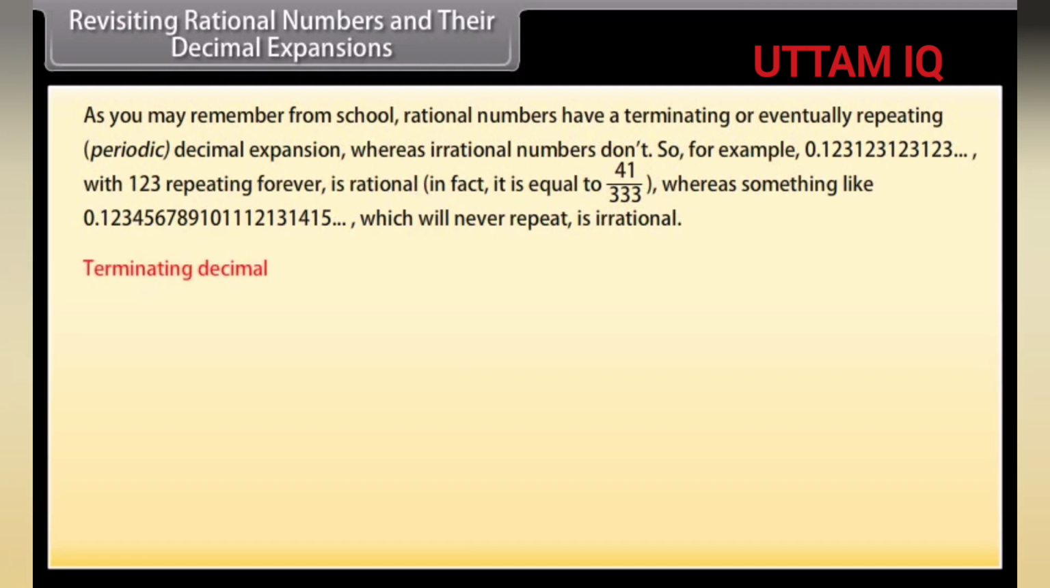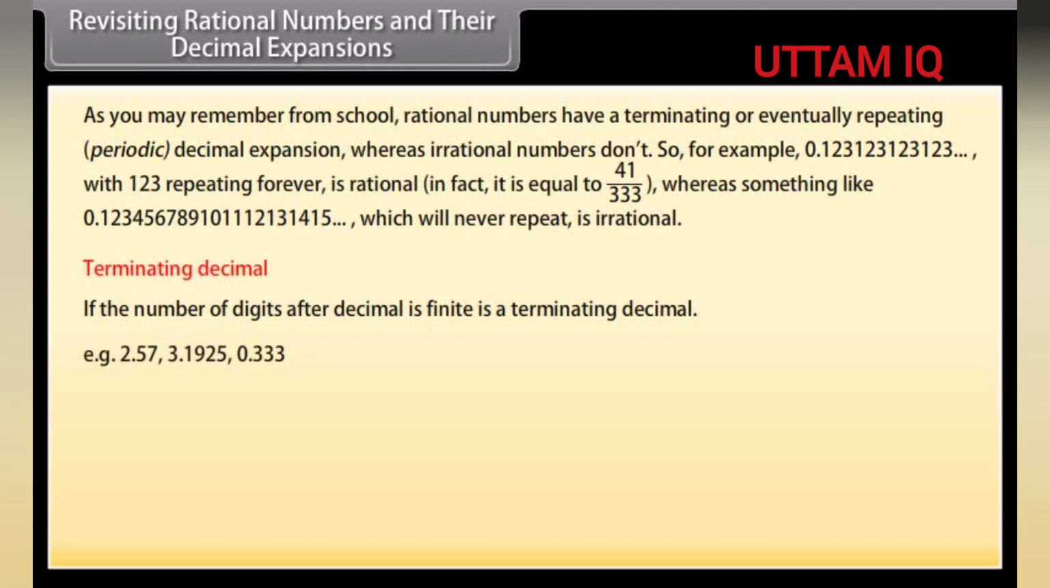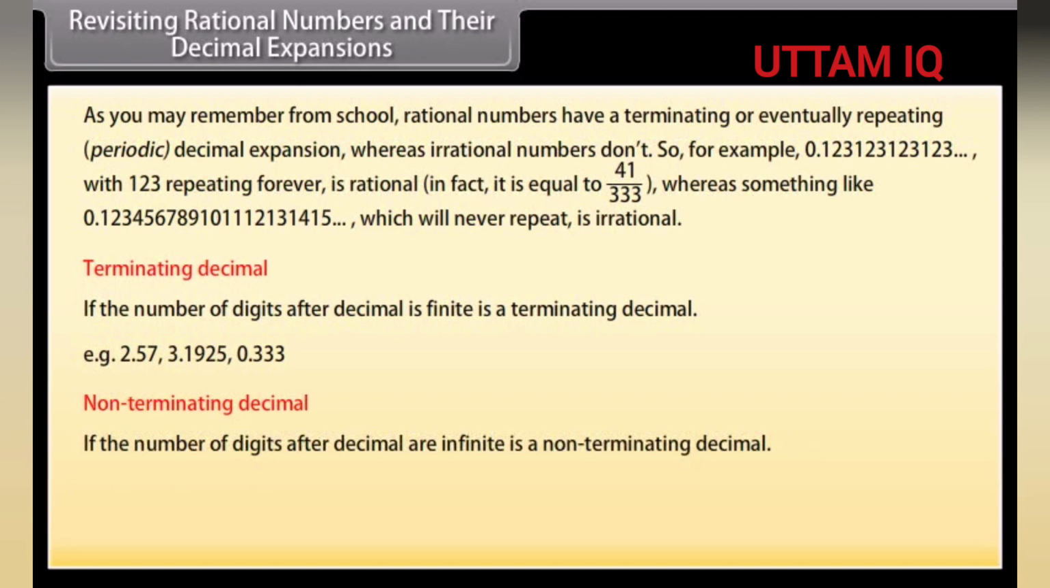Terminating decimal. If the number of digits after the decimal is finite, it is a terminating decimal. Example, 2.57, 3.1925, 0.333. Non-terminating decimal. If the number of digits after the decimal is infinite, then it is a non-terminating decimal.